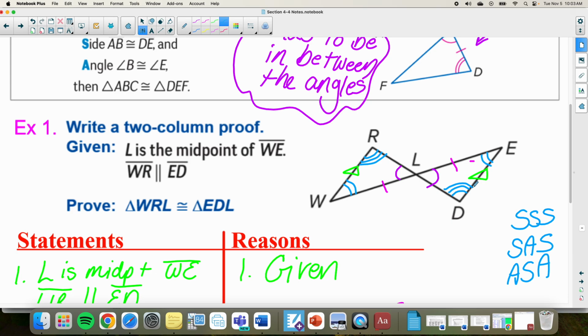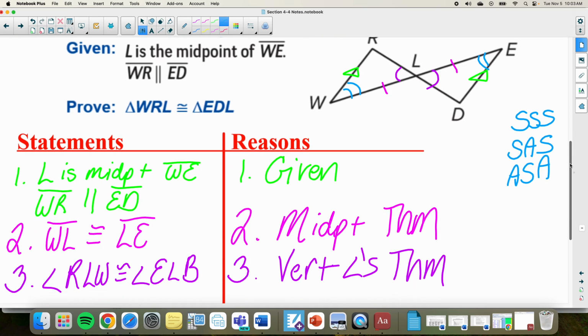So do you guys think, if I erase this, W and E, is the side in between the 2 angles? No. So what that tells us then is that is not the pair of angles that we're going to use. But now if I erase these 2 and I put W and E back there, now is the side in between the 2 angles? It is. So now these I can just say angle W is congruent to angle E.